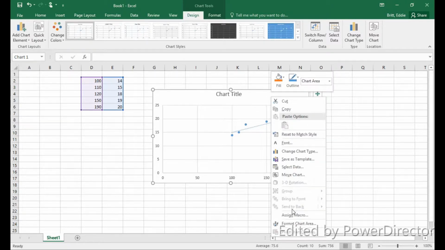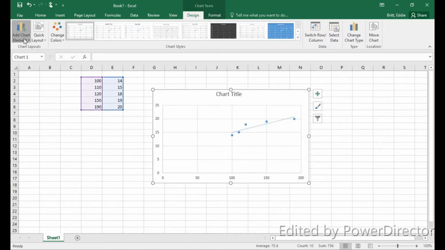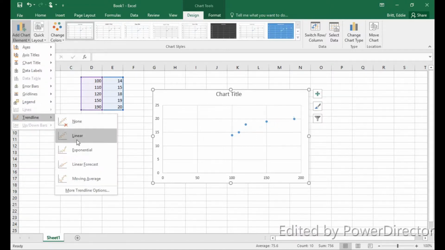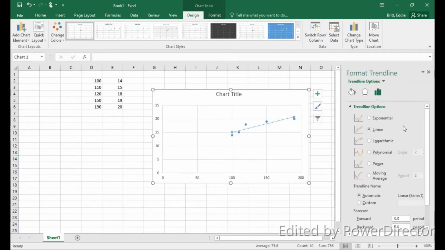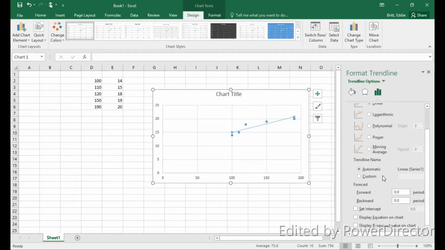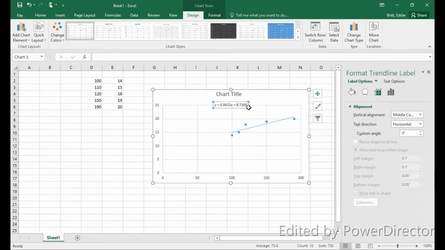So let me see if I can figure out a little bit more. See, trend line, more trend line options. Here we go. And display equation on the chart. This is going to be related to something that we're going to do, that equation.